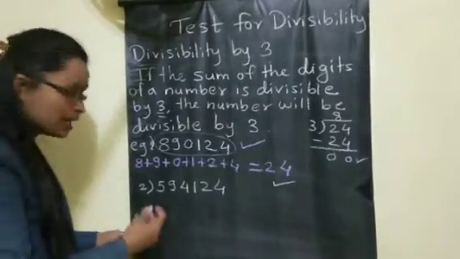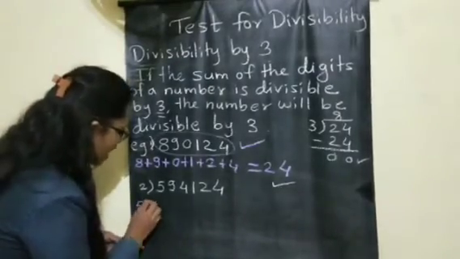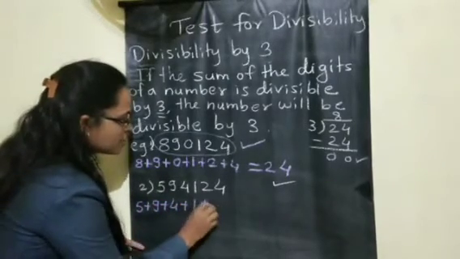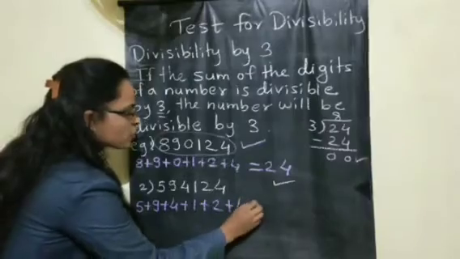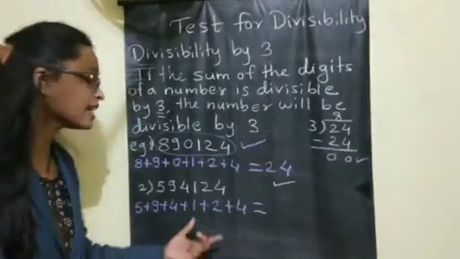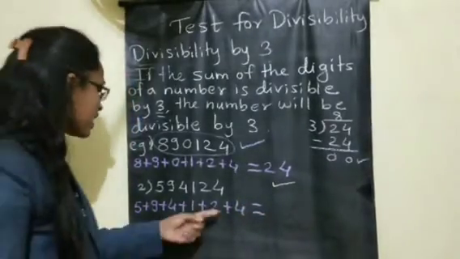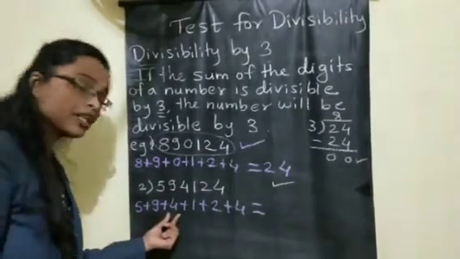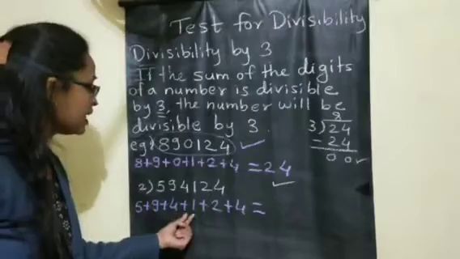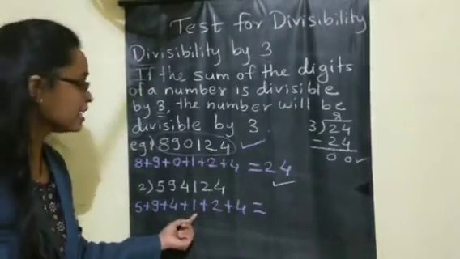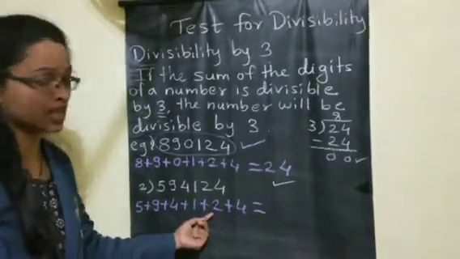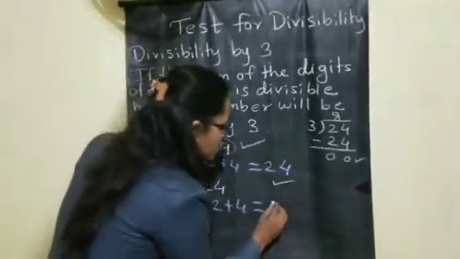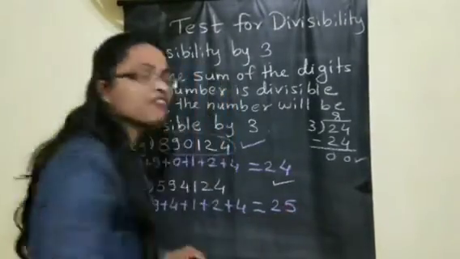5, 94, 124. Again, let us do the addition and check. 5 plus 9 plus 4 plus 1 plus 2 plus 4 is equal to. Now add it and get your answer. So here we get the total children. 9 plus 5, 14. 14 plus 4, 18. 18 plus 1, 19. 19 plus 2, 21. 21 plus 4, 25. So now here the total is 25 children.